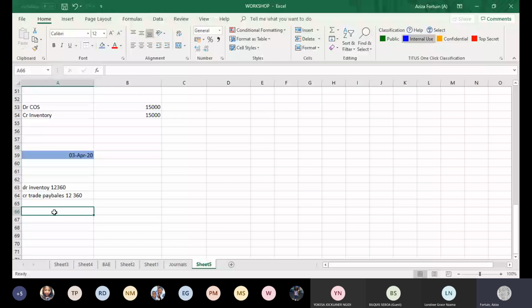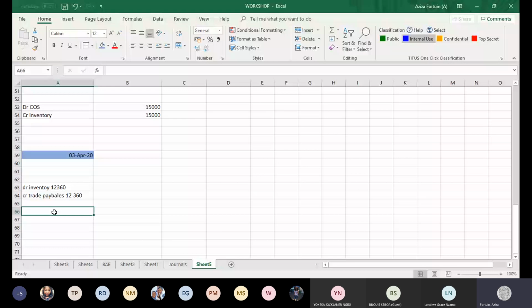Now let's look at the periodic system. How would we do a periodic system? Let's look at 5.4. They gave us the sales and purchases, and they gave us this whole scenario. Then on the next page they showed us the sale of 15 units.